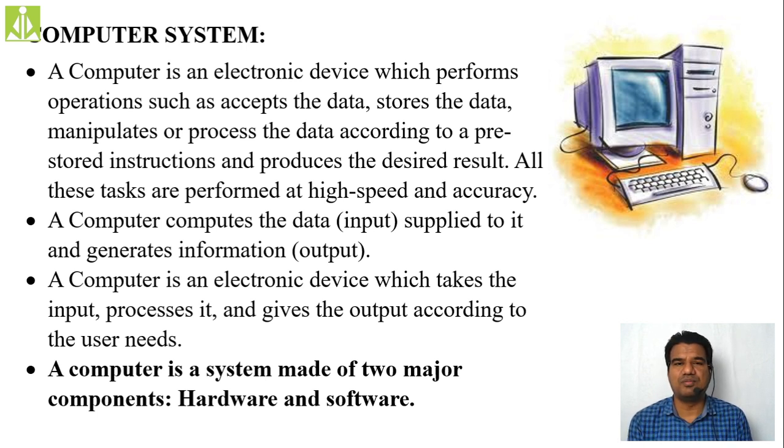Many of you might have an idea when I say computer: that big box CPU along with the display monitor, keyboard, and mouse. Putting all these things together, you may call it a computer. As you can see over here, I have given the pictorial representation. This is your CPU, this is your monitor, this is keyboard, this is mouse. If you put all these things together, we call it a computer system. Yes, of course, that is correct.